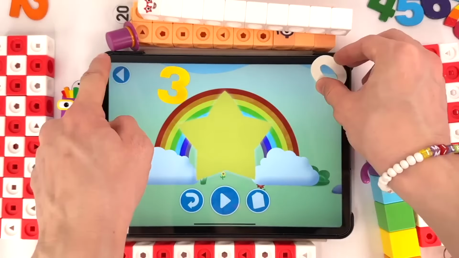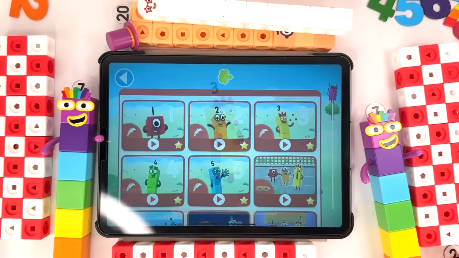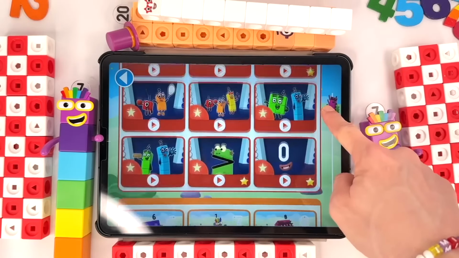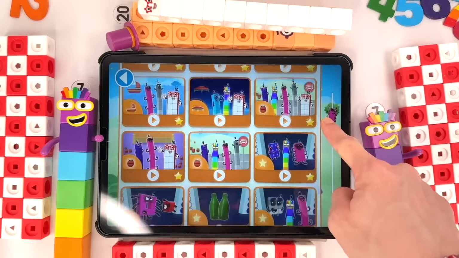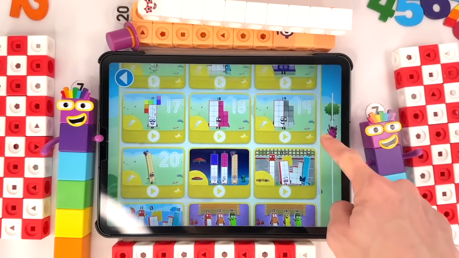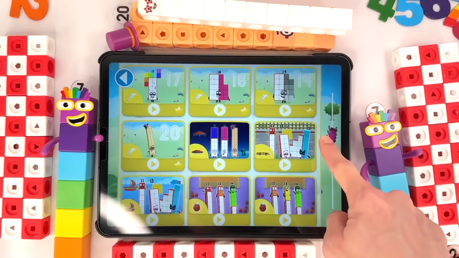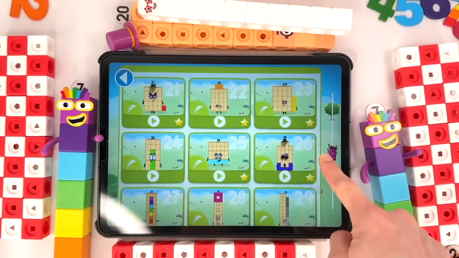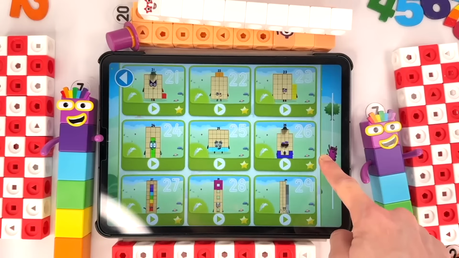Let's find him. Let's play! Where is the next big number block? Look, look, look.